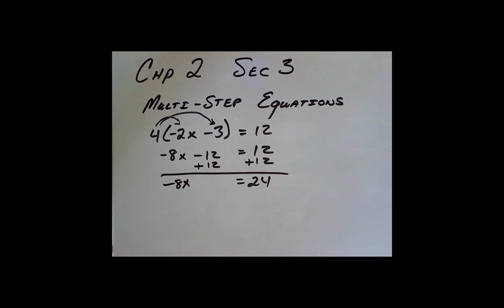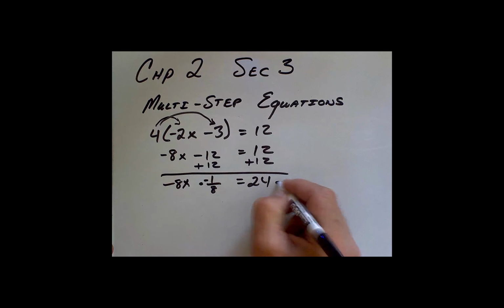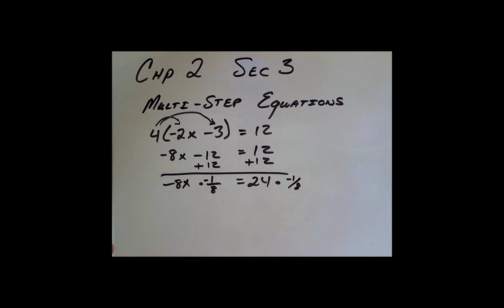Now we can do our multiplicative inverse. We have a negative 8, and the multiplicative inverse to this is a minus 1/8. What we do on one side, we have to do on the other side. Now we know that negative 8 and minus 1/8 cancel each other out, and it just leaves us with an x. And over here would be minus 24 over 8, or minus 24 divided by 8, which is a minus 3. And there would be our answer to this equation.